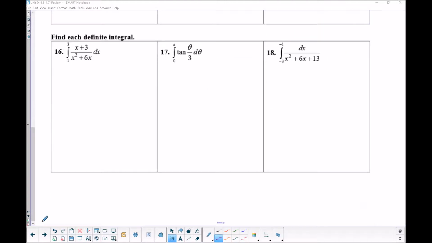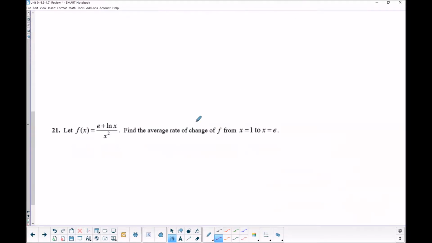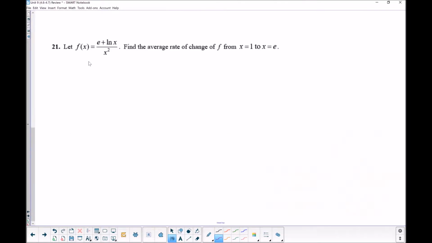Scrolling down, doing a new page here, 21. Let's look for a 21. Anybody know which one? There's 21. Right there he is. So the directions say, let f of x be this interesting function, e plus ln of x over x squared. We're asked to find the average rate of change of f from x equal 1 to e.